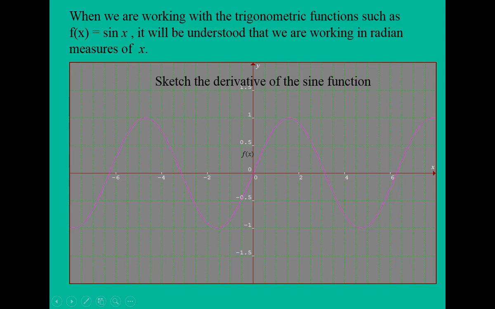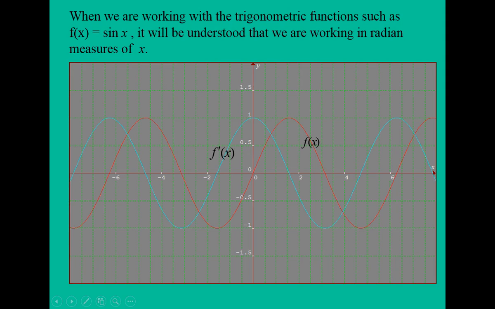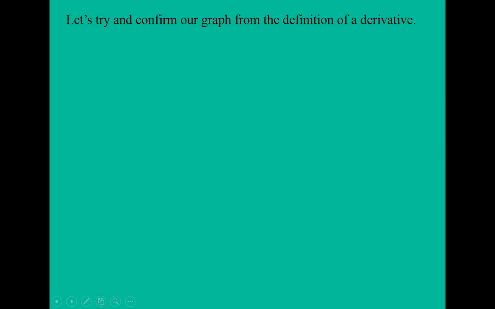Here we have the function and its derivative. Let's try to confirm that indeed the derivative of the sine function is the cosine function. We looked at it graphically. It looks like it is cosine. Let's try to do it analytically now.